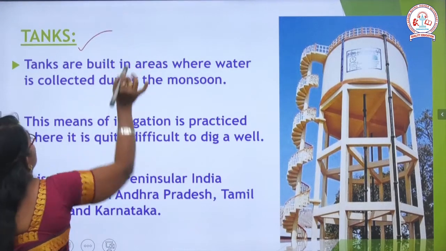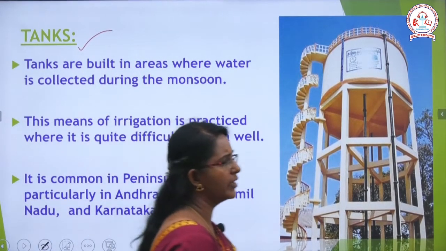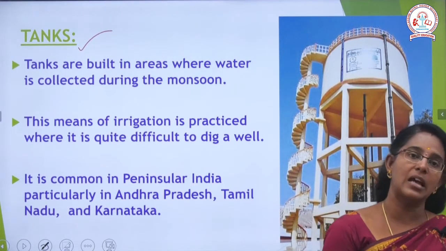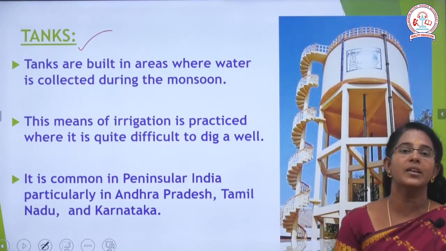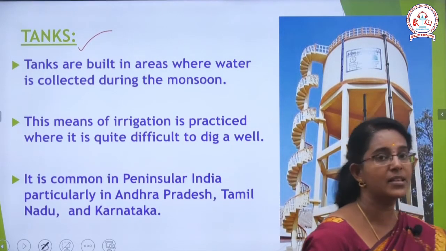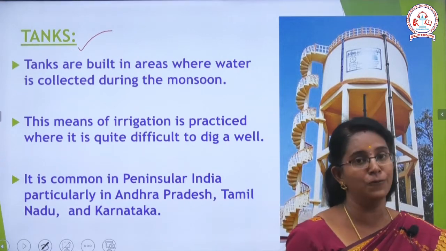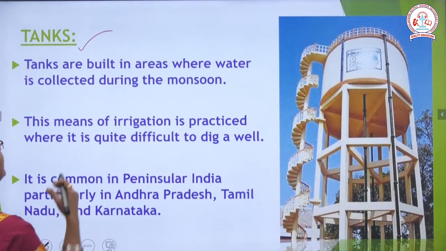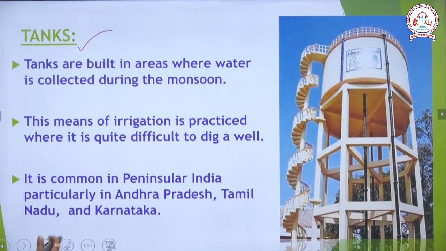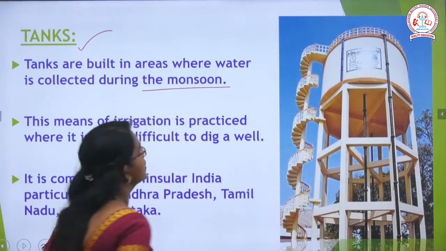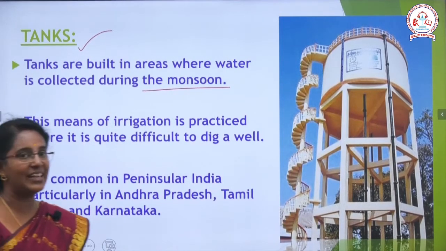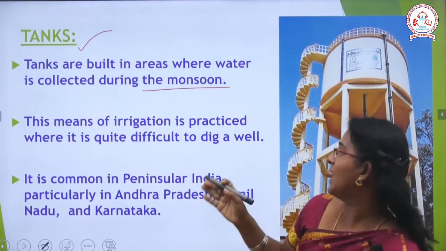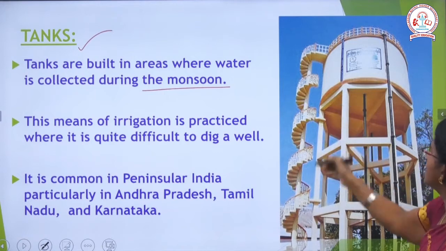Tanks. Other than irrigation and tube well, now we are going to see tanks. Tanks are very, very important. In many places now we are seeing people collecting tons of water. Tanks are built in areas where water is collected during the monsoon season. So in the monsoon season, when it rains, they collect each and every drop in a big tank, that is called a tank.